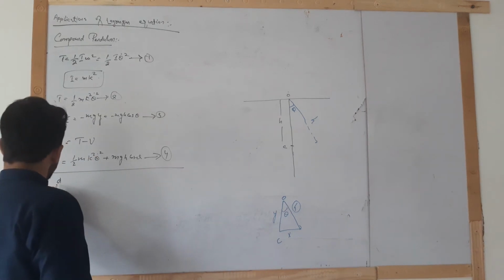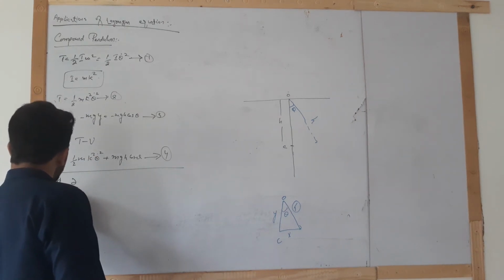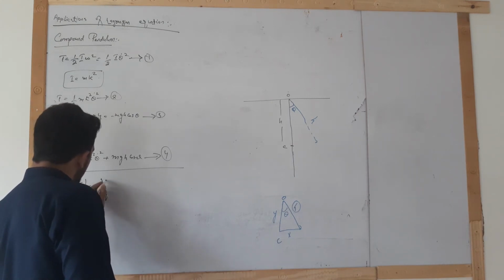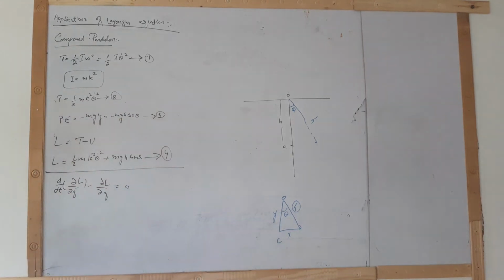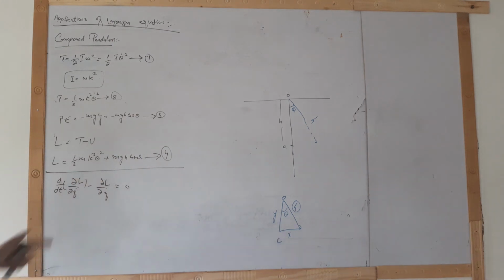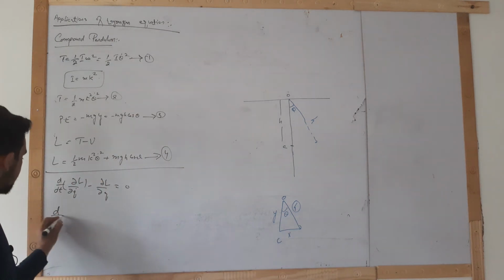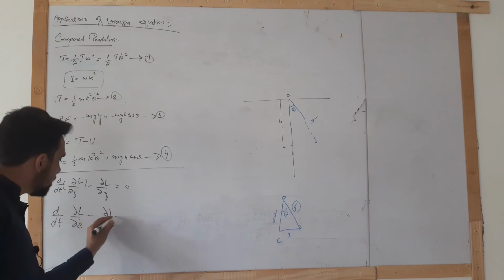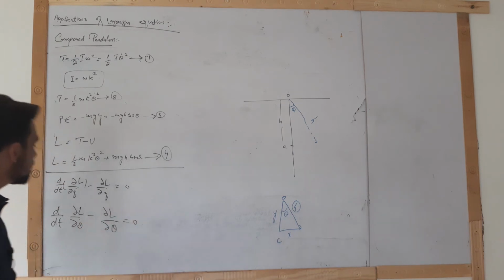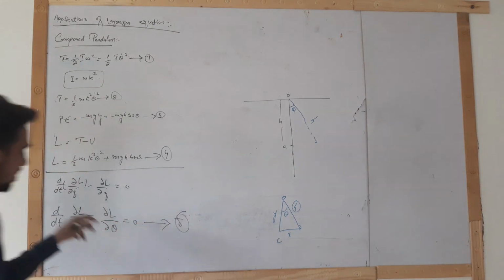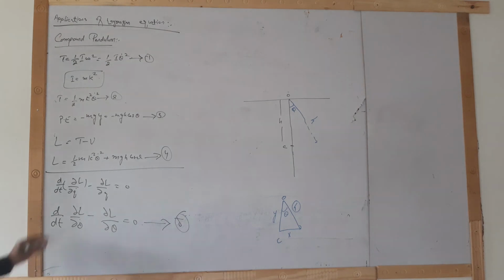The Lagrangian equation is d by dt of partial L by partial q dot minus partial L by partial q is equal to 0. The system has only one degree of freedom, and that is theta. So this equation can be written in terms of theta as d by dt of partial L by partial theta dot minus partial L by partial theta is equal to 0. This is equation number 5. Now just substitute equation number 4 in equation number 5 and we will get our result.